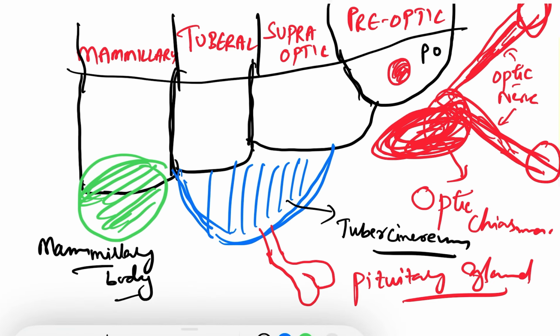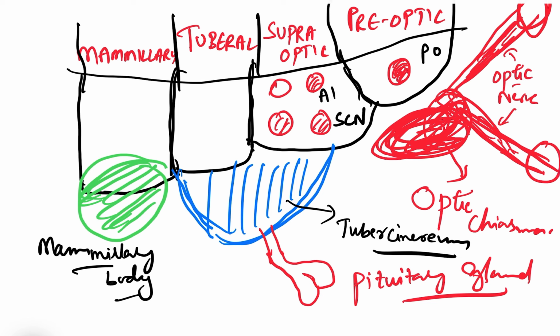In the supraoptic region, we have already discussed there are 4 major important nuclei. So what are those 4? One is the suprachiasmatic nucleus, then the anterior hypothalamic nucleus, then the supraoptic nucleus and the paraventricular nucleus. We will discuss the function of all these nuclei. While we discuss the functions, we will encounter these terms, so it is worth knowing where exactly they are situated.